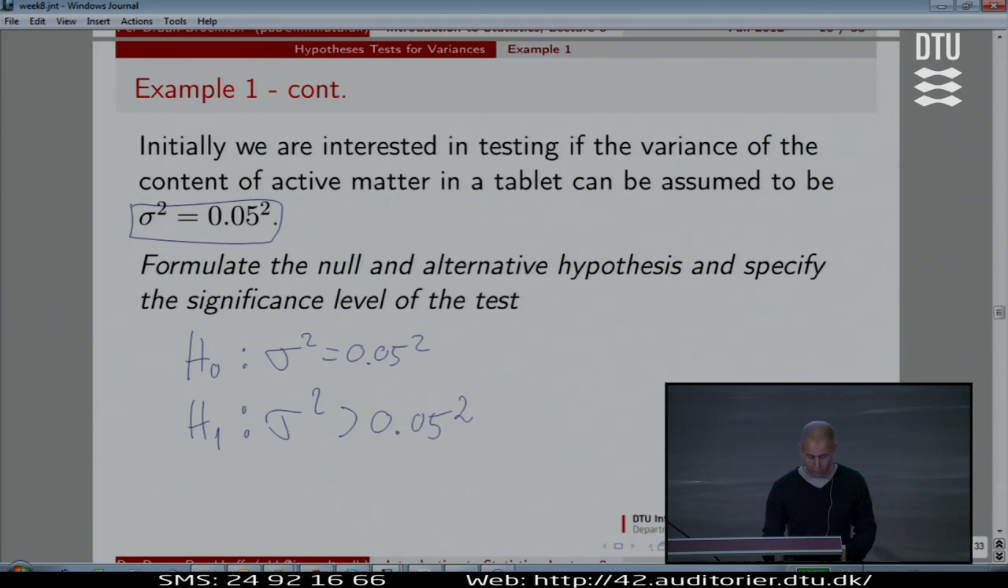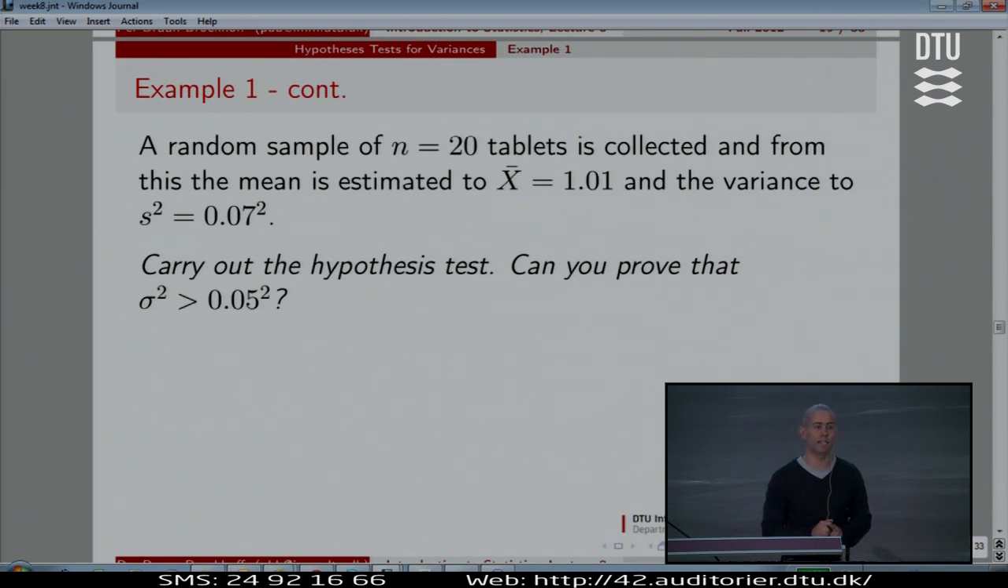Here we do this test because that is what we are actually asked to do. This is when people from the outside would go and sort of check the company, and if the only interesting thing for the outside people would be to prove that the variance is larger, that would be the interesting case where they have a case to move on with. So here's the data, the same data as before. 20 tablets, mean x bar equal 1.01, standard deviation of 0.07.